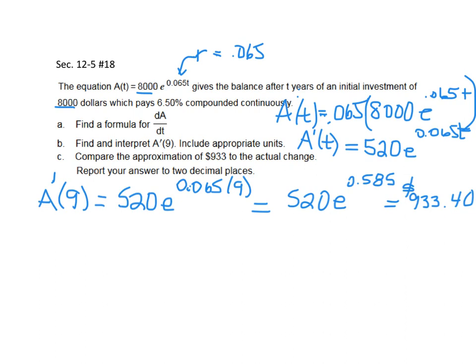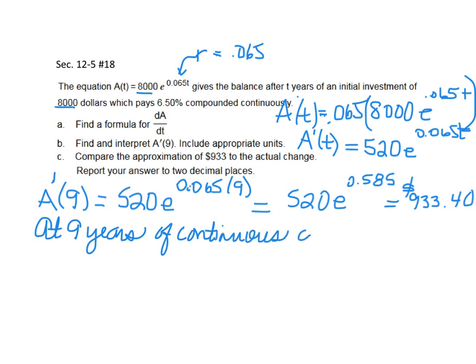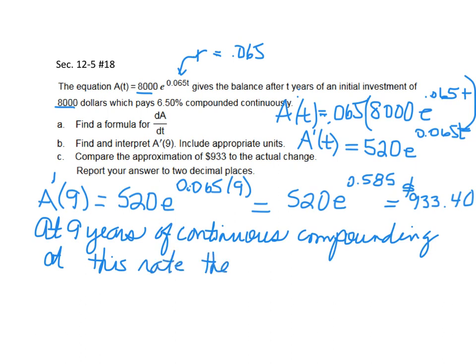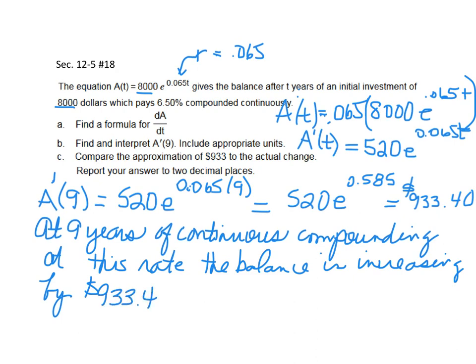And what this means is that at 9 years of continuous compounding, at this rate, the balance is increasing by $933.40 per year.